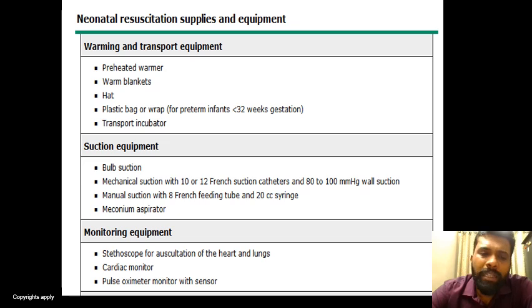Suction equipment such as either a blunt suction or mechanical suction. Mechanical suction is usually preferred and it is now widely available in most centers. Okay. And a meconium aspirator, if present, it is good. And monitoring equipment such as a stethoscope, which is mandatory, and a cardiac monitor and pulse oximeter, if present, it is very good.